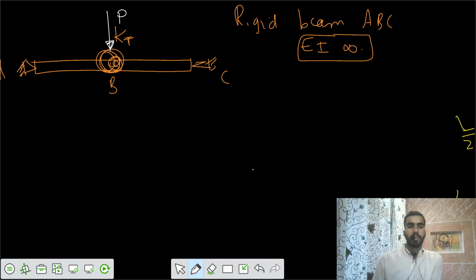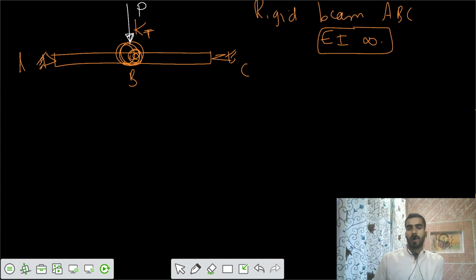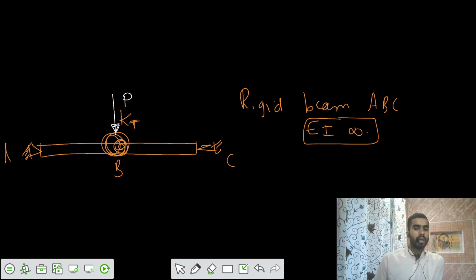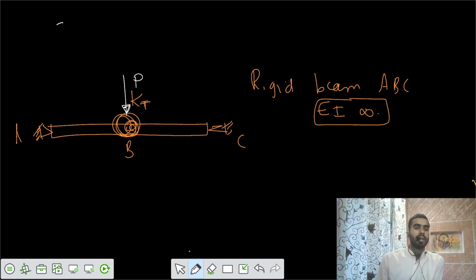So what is going to happen? How can you solve this problem? Your EI is infinite. What does this mean? Would there be any curvature?